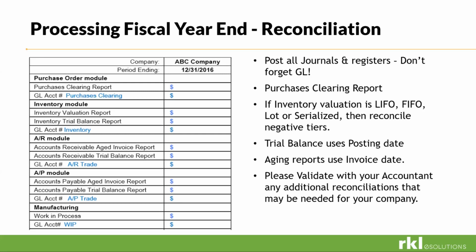Run your trial balance reports using the posting date as the criteria. Run your aging report, and that uses the invoice date so they won't necessarily tie out to each other. And then validate those reports with your accountant and perform any additional reconciliations or adjustments that may be needed before you close the year. And on the left, there's a list of all of those reports.